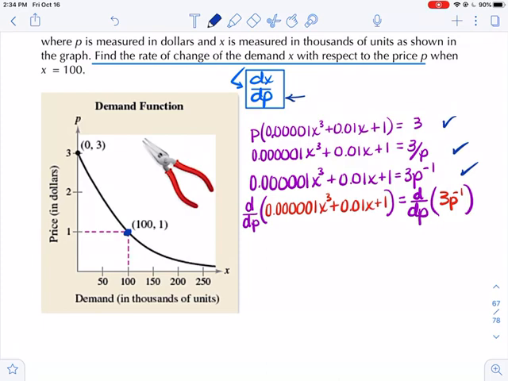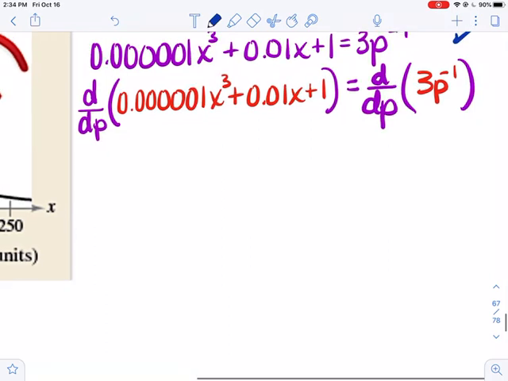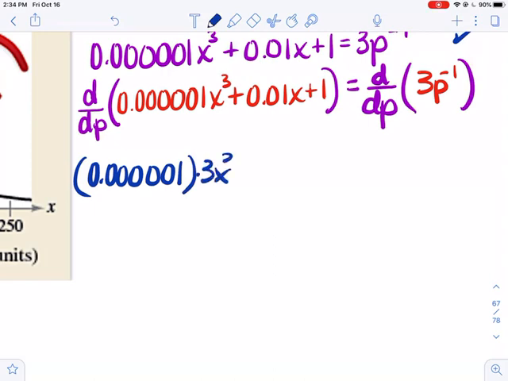So here we go. We'll take the derivative on the left-hand side. What does that give us? It gives us 0.0000001 (five zeros, then a 1) times 3x squared, plus 0.01. Now you have to remember you're taking the derivative with respect to p, so we need a dx/dp here, plus 0.01 dx/dp.